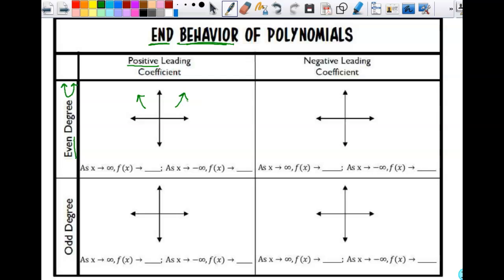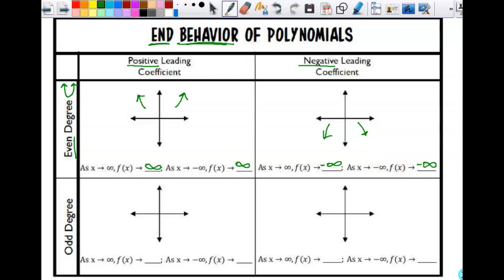And we're more worried about the arrows today with our sketching than we are with the words, but what this means is that as x approaches infinity, f of x approaches infinity, right? And as x approaches negative infinity, f of x approaches infinity as well, okay? Then if it's still an even degree, but I have a negative leading coefficient, then just like in all the other graphs, all that does is reflect it in the x-axis. So my end behavior goes from up, up to down, down, and both of these change to negative infinity.